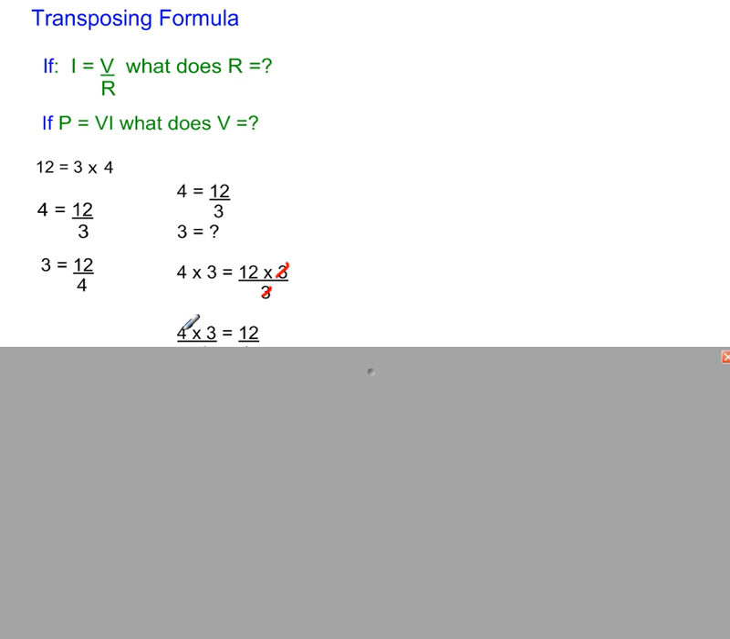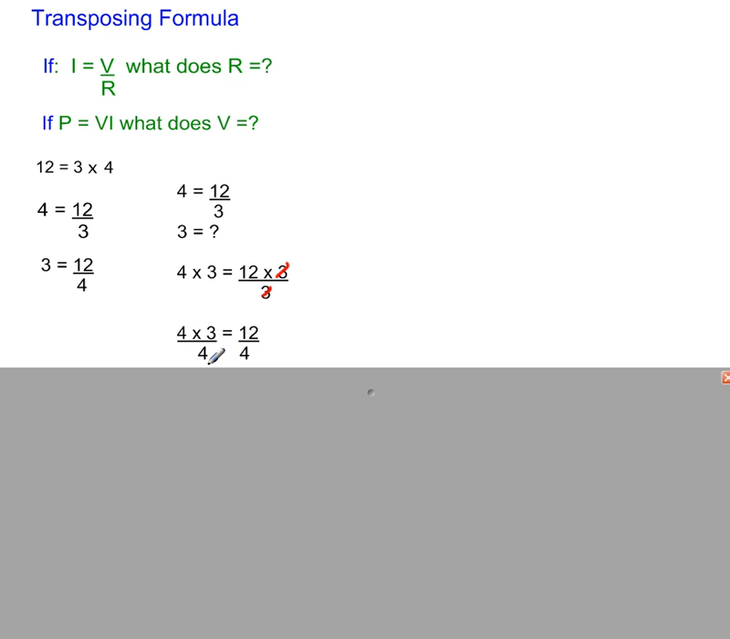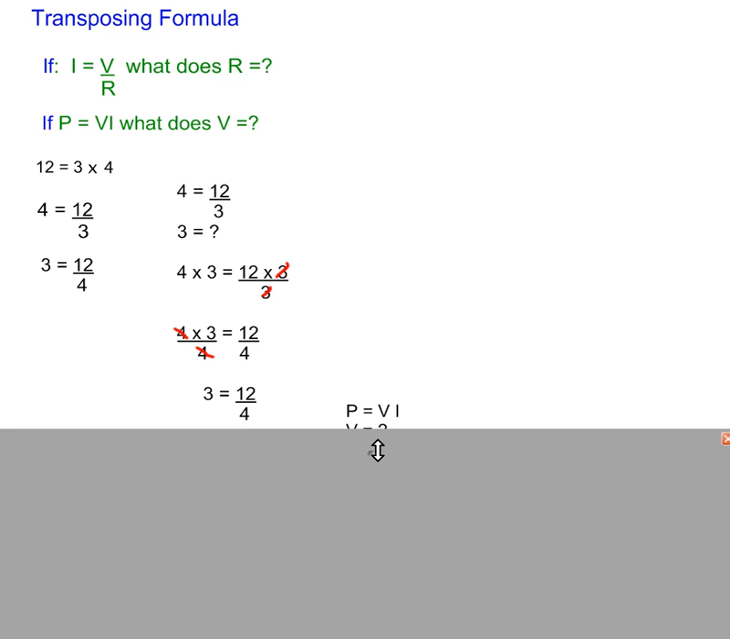So to get the 4 from the left hand side to the right hand side, we can now divide both sides by 4, and these two 4's once again cancel each other out, because 4 over 4 is 1 and 1 times 3 is 3, and so we're left with 3 is equal to 12 over 4, and there's our answer. And we can know that that's true from our basic equation.